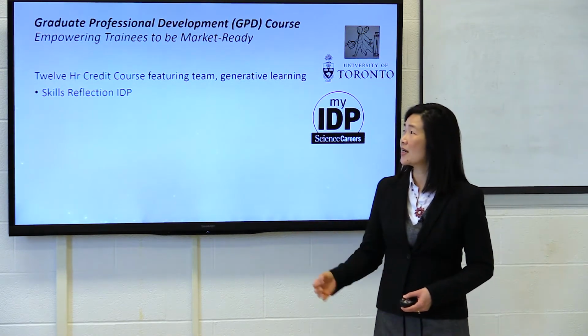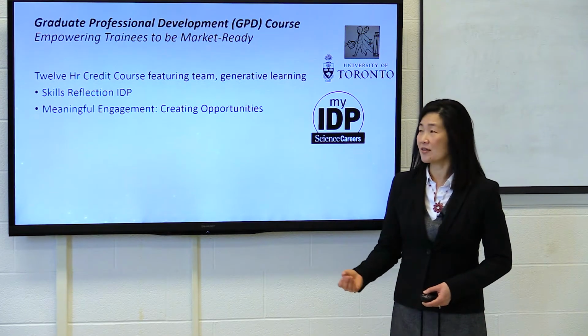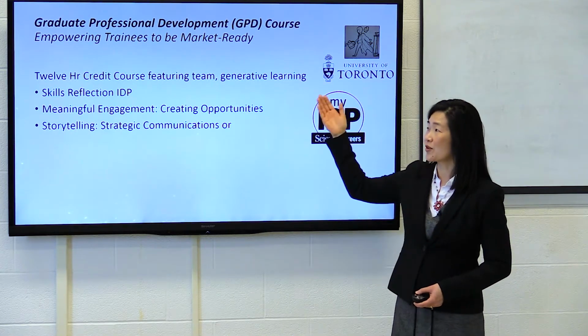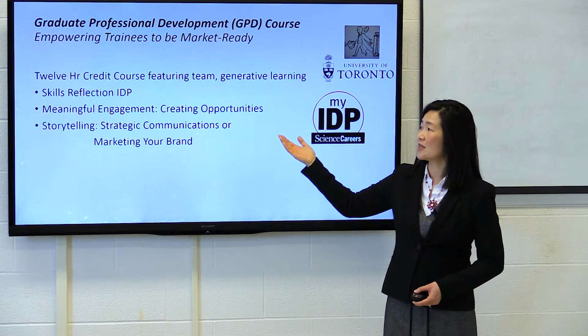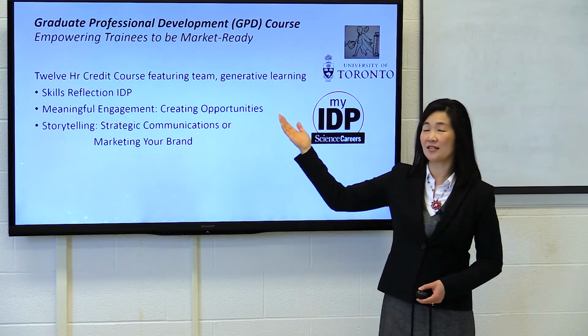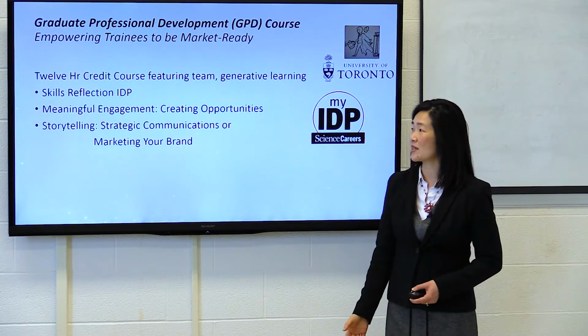The 3 steps are a reflection piece, meaningful engagement, and storytelling. So reflection, creating your opportunities, and having strategic communications, or what some people call marketing your brand. You're doing all this great stuff, but how do you market your brand? We're going to be talking about those 3 steps.